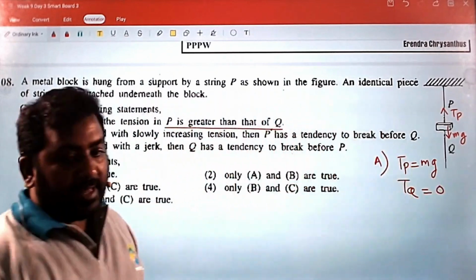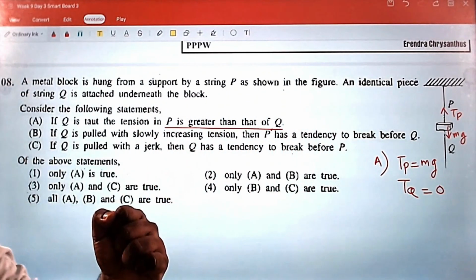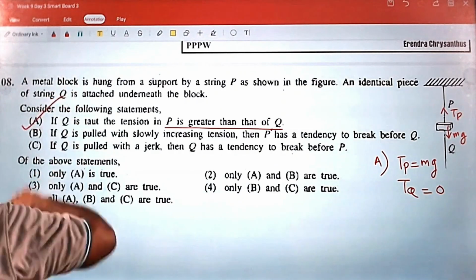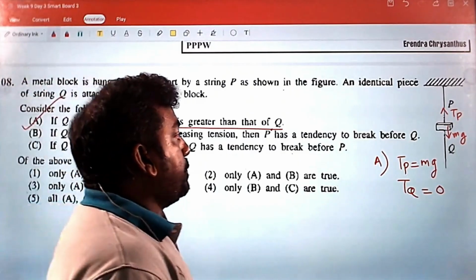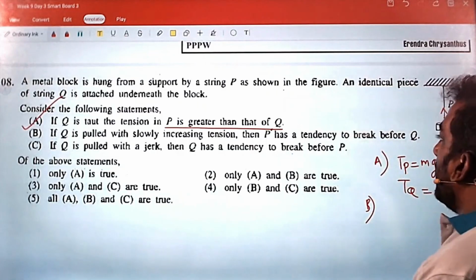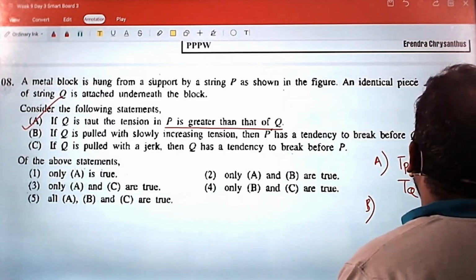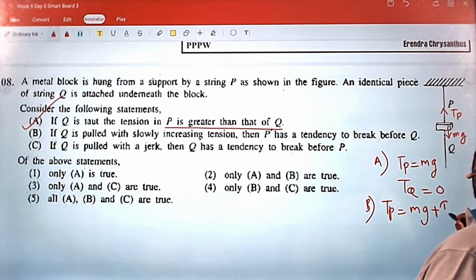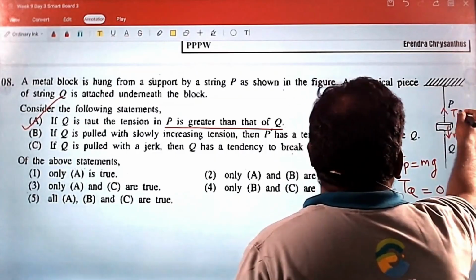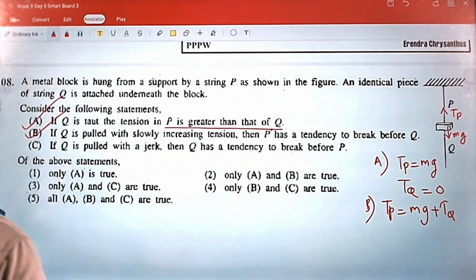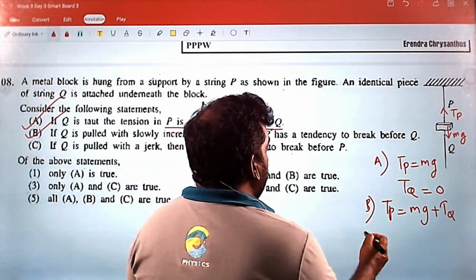Statement A. They are saying taut. Taut means what? There is no tension. So which means A is correct. If Q is pulled down slowly with increasing tension, P has a tendency to break before Q. Tension at P is equal to mg plus Tq. So the force acting on P is larger, chances are P can break. Correct.